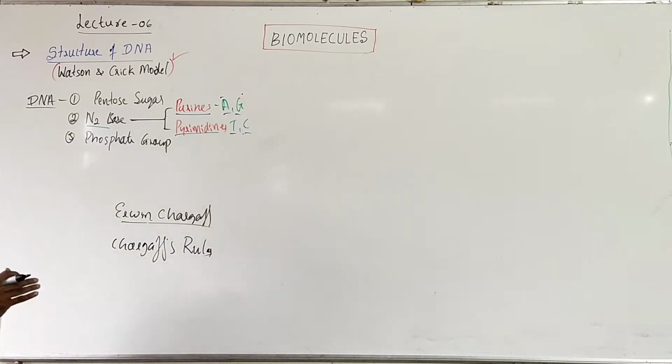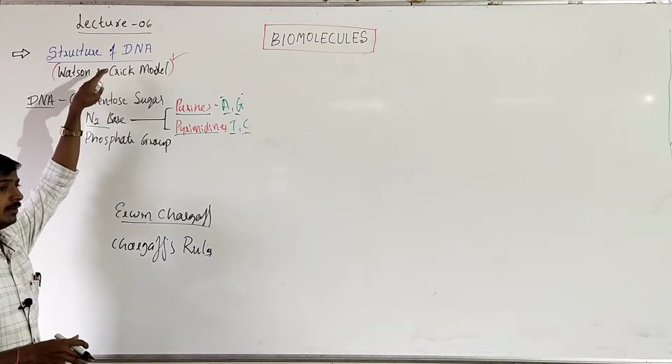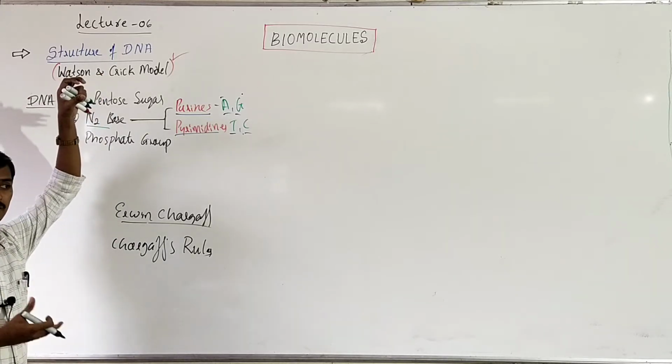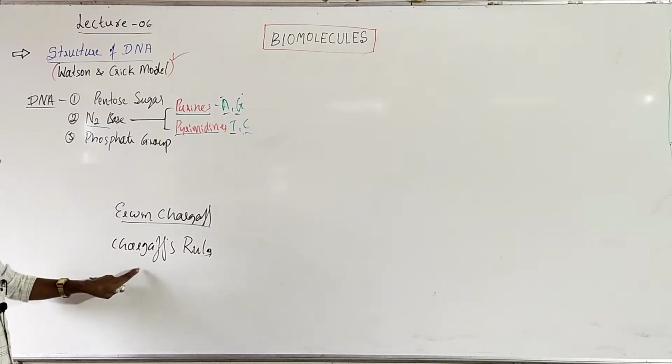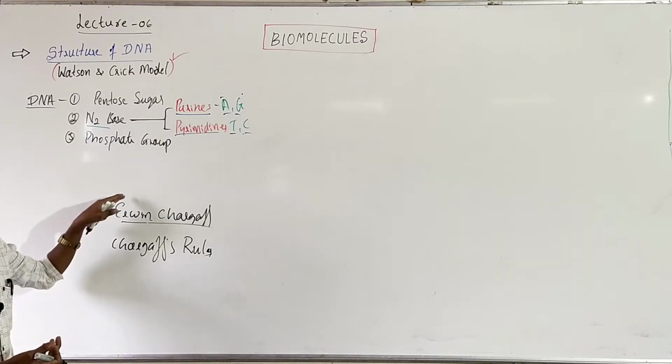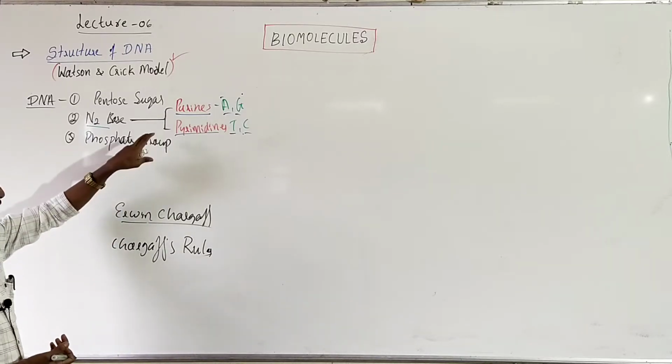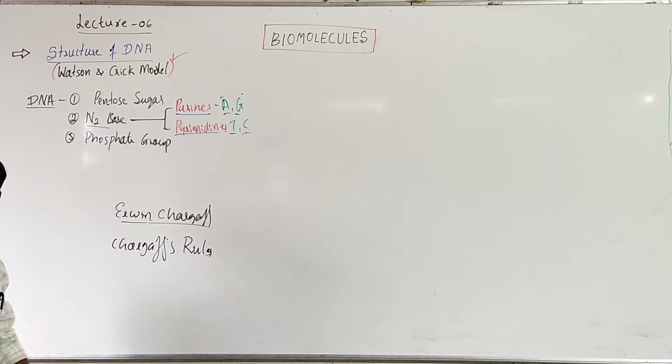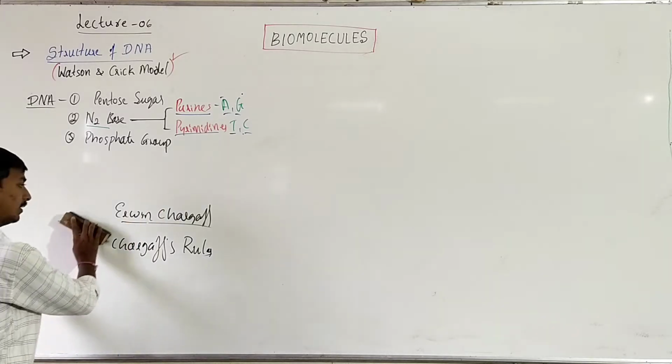So before going to the structure of DNA, the Watson and Crick model, we will first understand Chargaff's rules, the rules given by Erwin Chargaff for the arrangement of these nitrogen bases. We will briefly discuss Chargaff's rules, then we will go to the structure of DNA in detail.